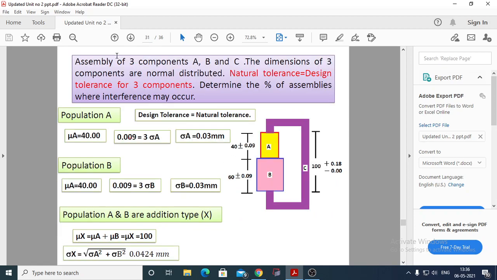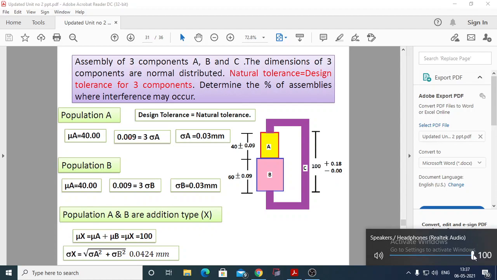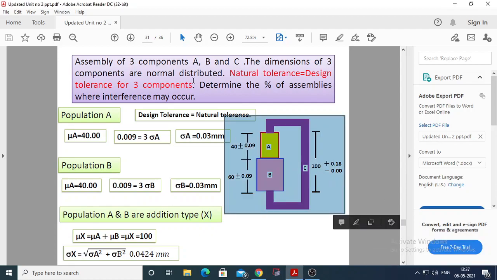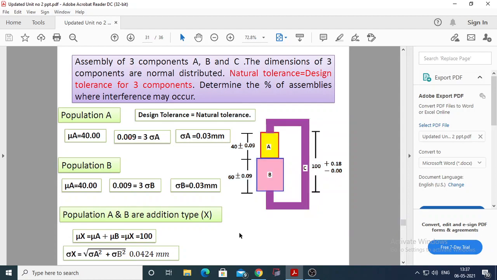Suppose you are given an assembly of three components, A, B, and C. The dimensions of the three components are normally distributed. The condition given is that the natural tolerance is equal to the design tolerance for the three components. Again, you know the tolerance is equal to 3 sigma. This is the standard condition.